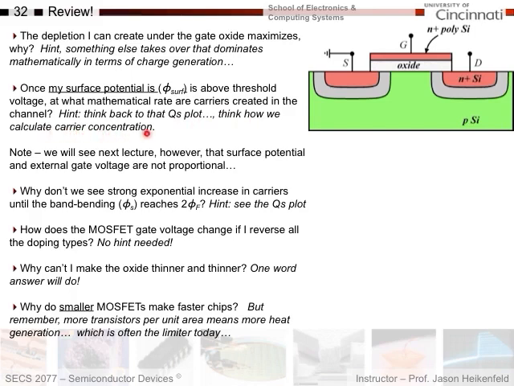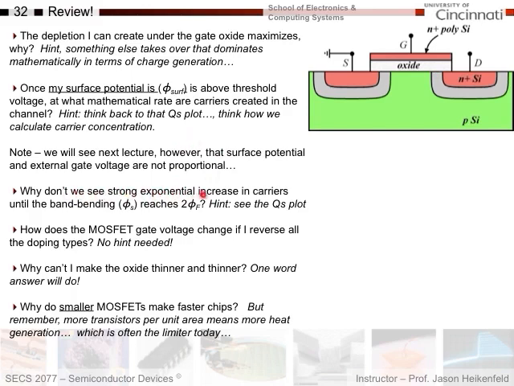Here's a key thing I want to correct. We'll see next lecture, however, that surface potential and external gate voltage are not proportional. So in the part 1 lecture, I said that if you apply gate voltage, you'll see an exponential increase in carriers in the channel. I misspoke. That's actually not correct. The exponential increase in carriers here is with surface potential, but gate potential does not equal surface potential. So we'll talk about that next time. So I just wanted to fix that small error.